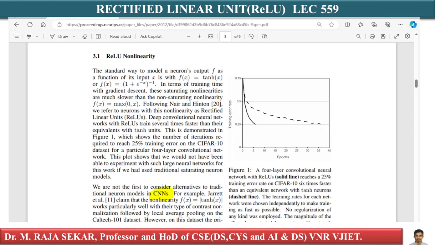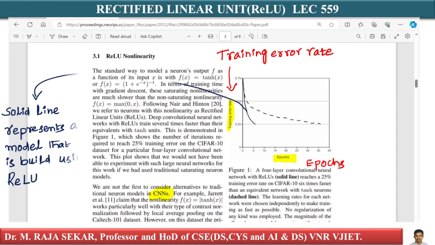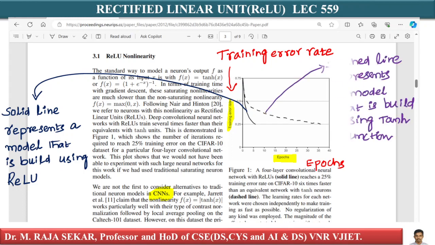The most important part here: on the x-axis I have epochs, and on the y-axis is the error. Obviously, as the number of epochs increases, your error rate should come down, isn't it? There are 2 lines here. Just see the solid line. The solid line represents a model that is built using ReLU. The dashed line represents a simple model built using the tanh function.